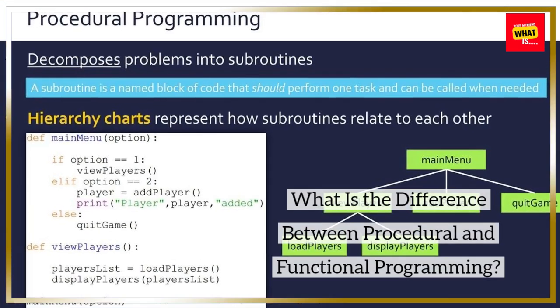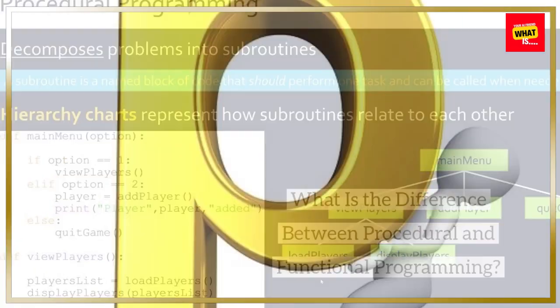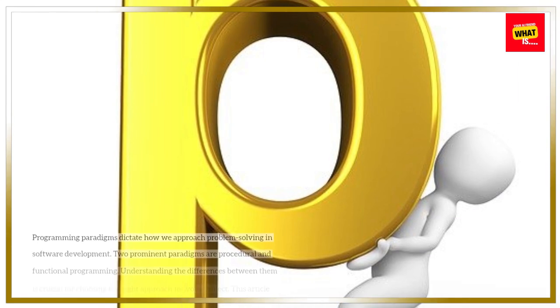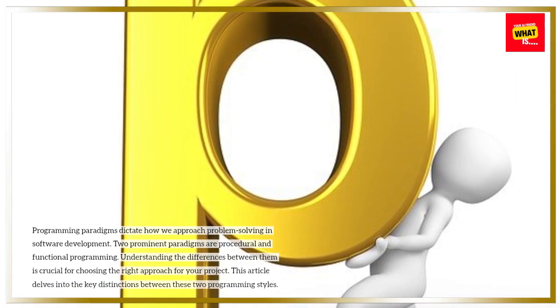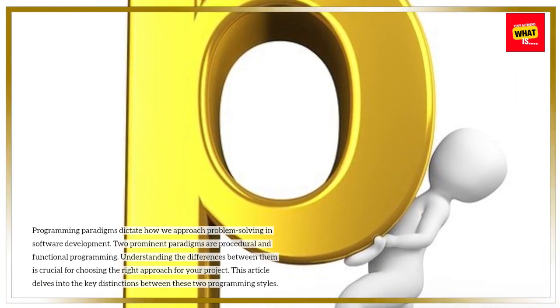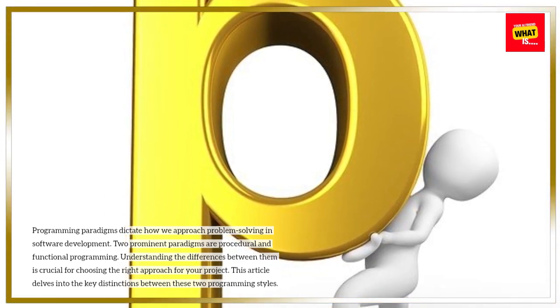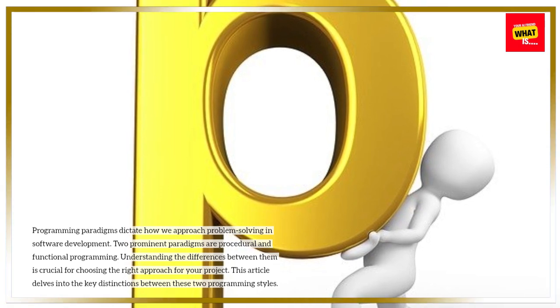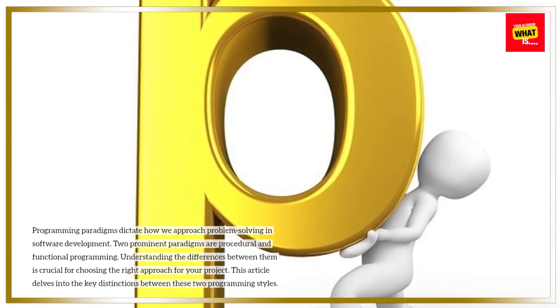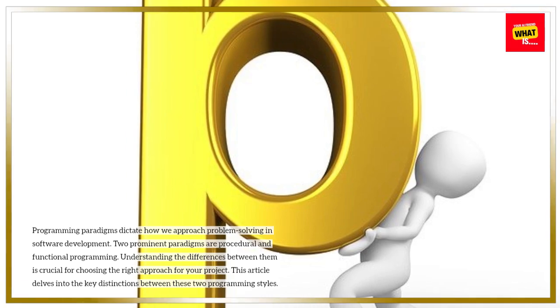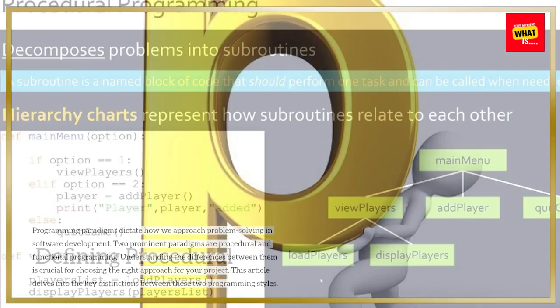What is the difference between procedural and functional programming? Programming paradigms dictate how we approach problem solving in software development. Two prominent paradigms are procedural and functional programming. Understanding the differences between them is crucial for choosing the right approach for your project. This article delves into the key distinctions between these two programming styles.